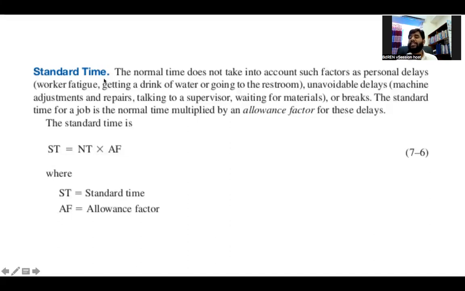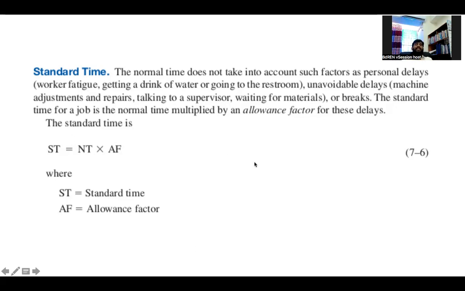How to calculate standard time? The normal time doesn't take into account such factors as operational delays, work fatigue, getting a drink of water, going to the restroom, unavoidable delays, machine adjustment, repair, talking to a supervisor, waiting for materials or breaks. So there is an allowance, isn't it? Allowance factor. The standard time for a job is the normal time multiplied by the allowance factor. Standard time equals normal time multiplied by the allowance factor.